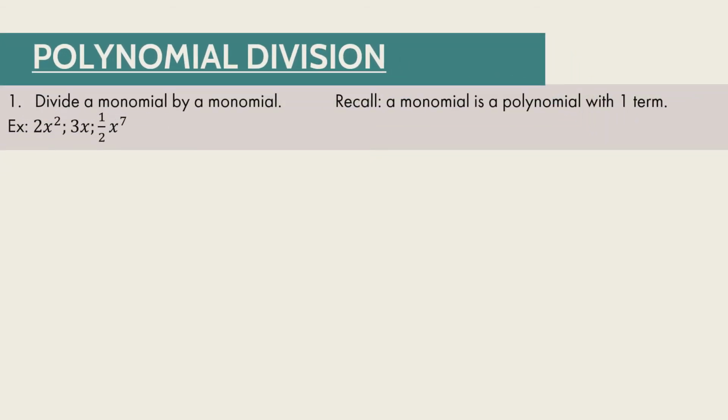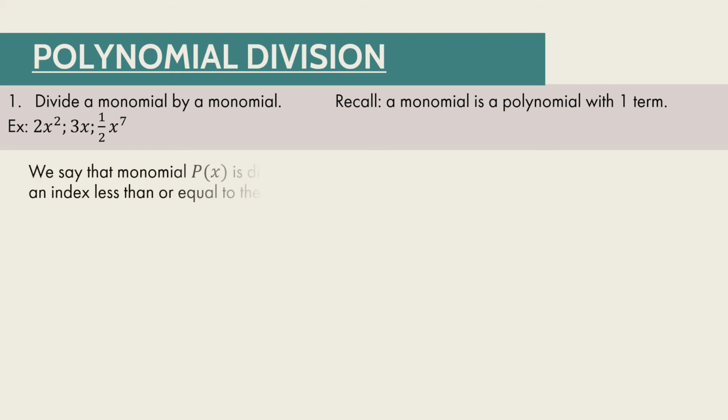And first, I want to begin with the most basic divisions in the world of polynomials, a division between a monomial and another monomial. Let's recall, a monomial is a polynomial with only one term. For example, 2x squared, 3x, 1 over 2x to the power of 7, they are all monomials. And some polynomials that are not monomials can be listed as 3x to the power of 5 minus 1, x cubed plus 2x plus 1 over 2, and so on.